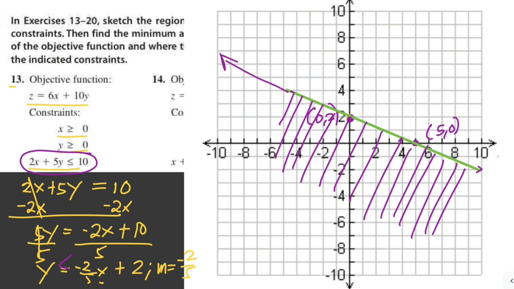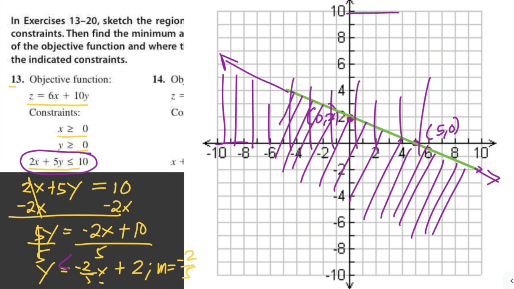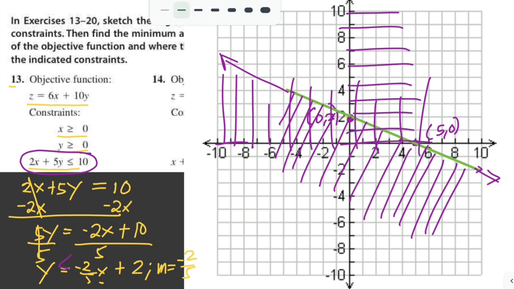This extends here. And then we have x greater than or equal to 0. So this is the x-axis, so greater than or equal to 0. And then y greater than or equal to 0. Therefore, we have this region here. This one. So this is our feasible region R.